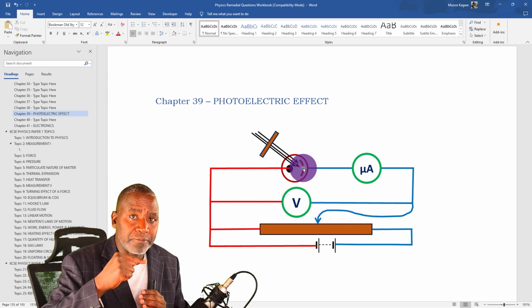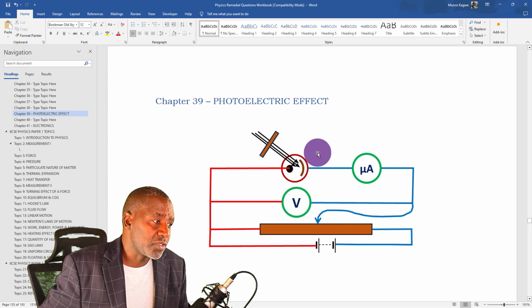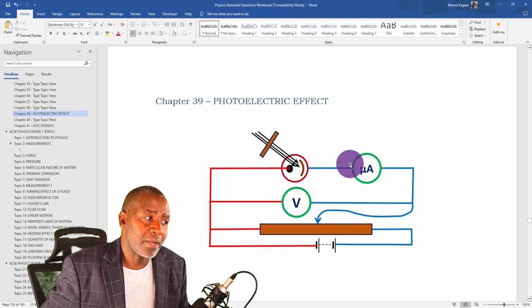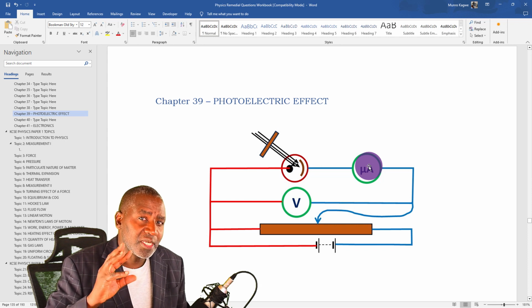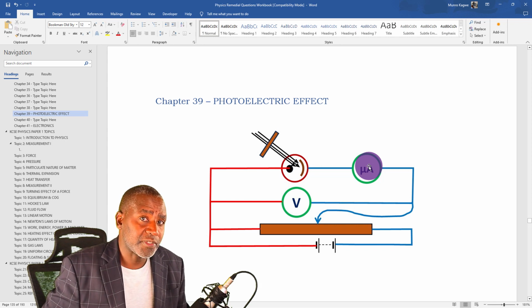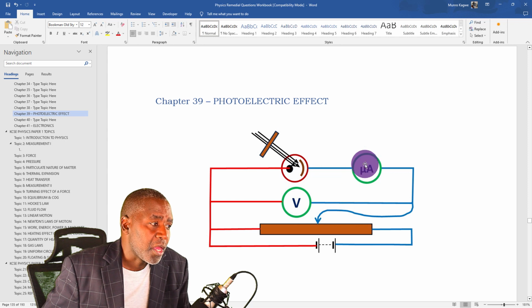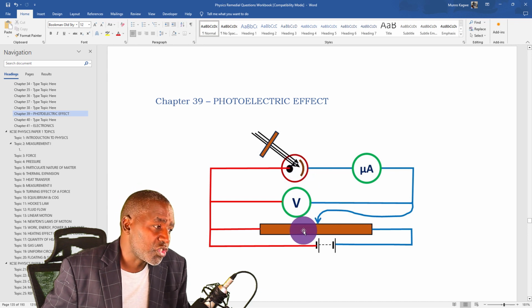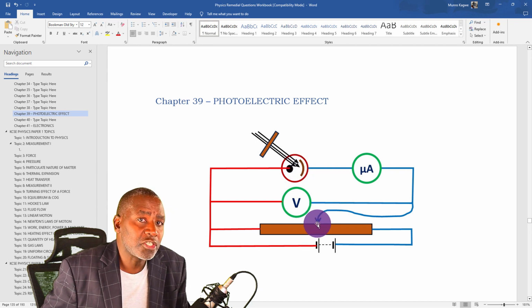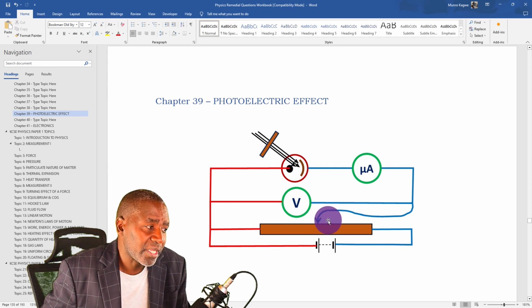It's only the electrons with sufficient energy to overcome that attraction back to the cathode by the potential that are going to leave. If you notice a deflection in this microammeter, a very sensitive ammeter which measures very small changes in current in terms of microamps, it means that electrons are still leaving the cathode. So you're going to increase the magnitude of the stopping potential by moving the jockey this way. By the way, this one is a potentiometer.